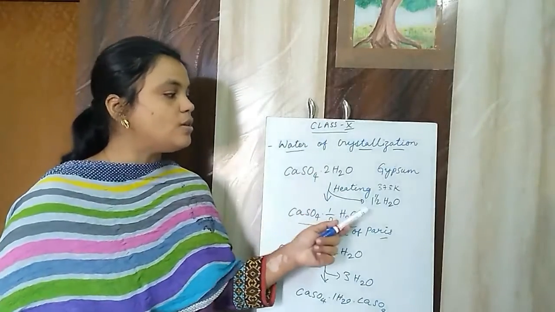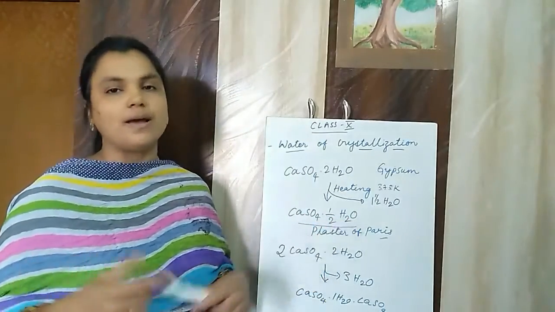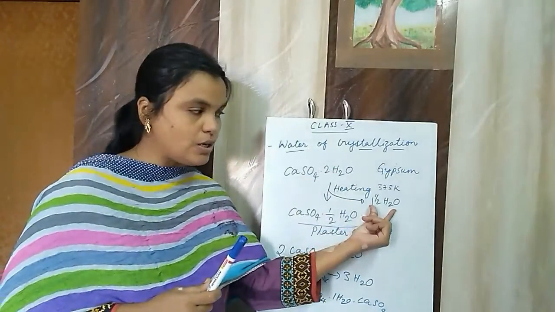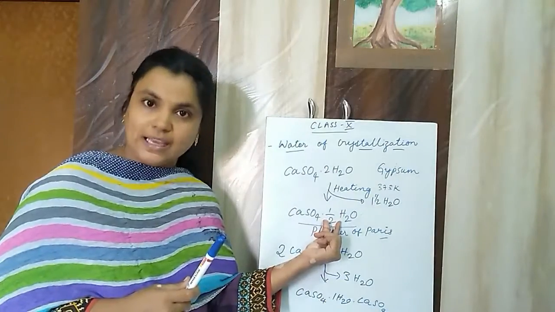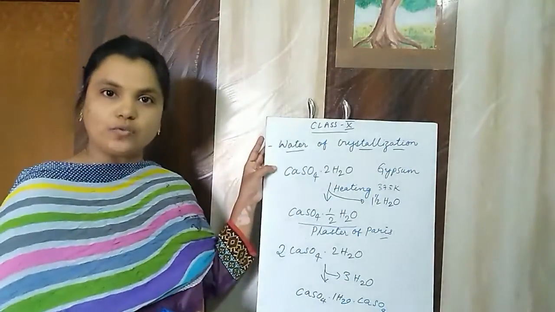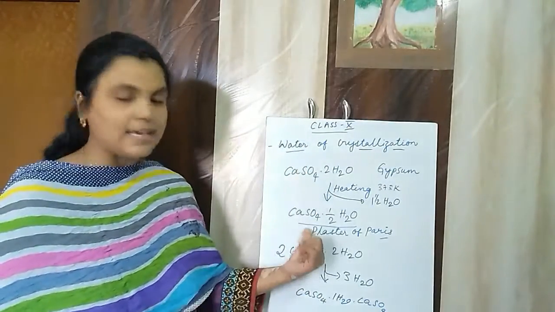2 molecules, out of that 1.5 is gone, and what is left is nothing but half a molecule. Hope you understood it. 4 molecules, 3 molecules will be lost and 1 will be remaining. We are showing half in the reaction because we are taking 1 molecule over here. It's difficult to represent it actually. That's why we are representing it like this.